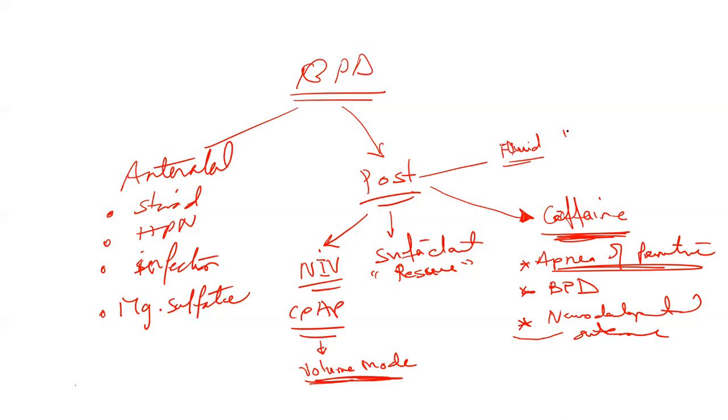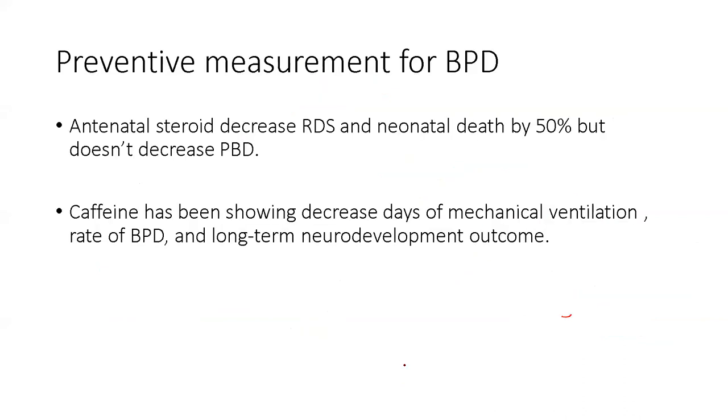When we say fluid restriction at 130 to 150, it is to prevent chronic lung disease after 2 weeks of age. Okay, so let's go. So preventive medicine, measures for bronchopulmonary dysplasia. We said steroid decreases the risk of RDS and neonatal death by 50%. But it's very important, and that's another board question: steroid does not decrease bronchopulmonary dysplasia. Decrease mortality, yes. Decrease the respiratory distress syndrome, yes.